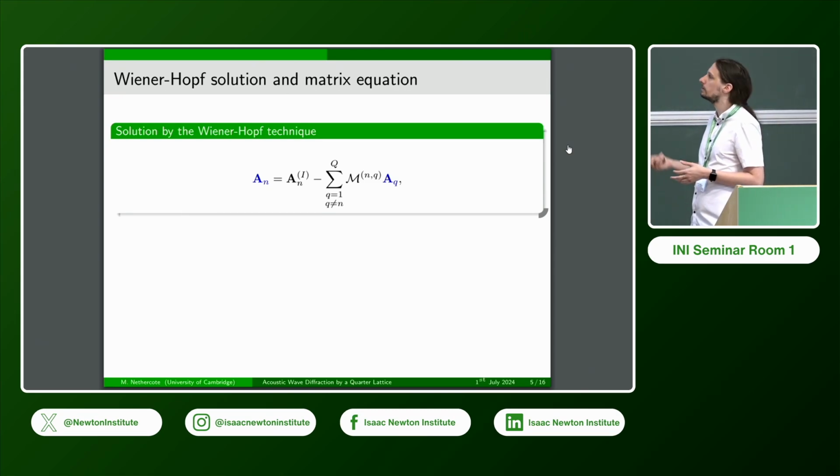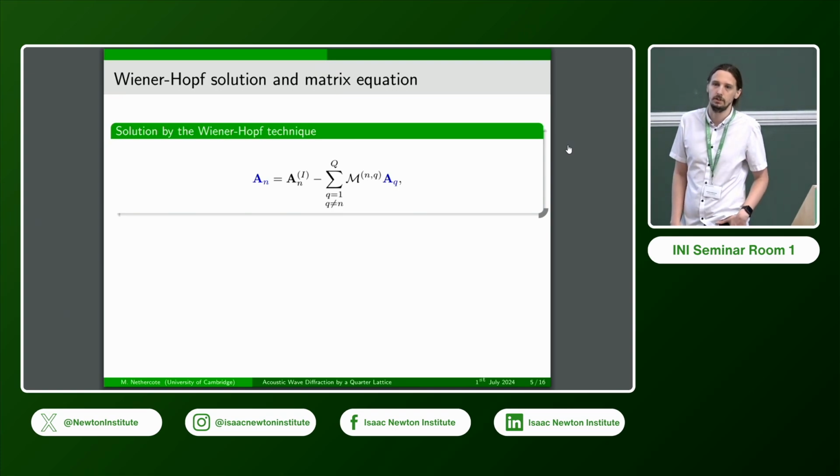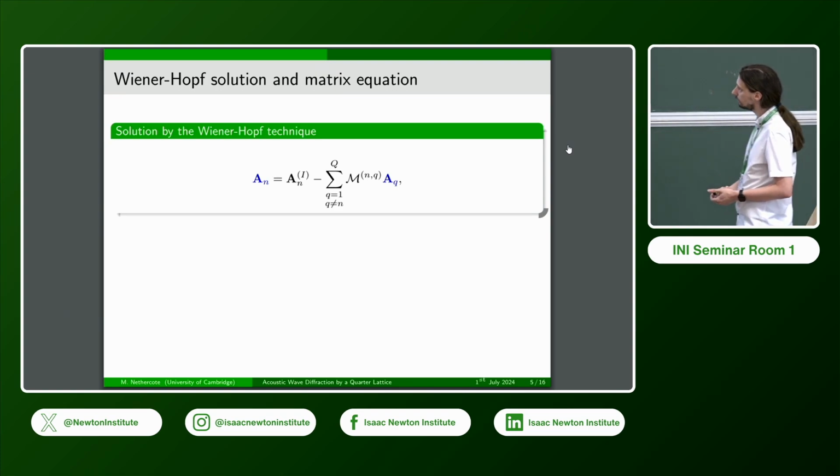In theory, we're supposed to have an infinite number of these equations. This big Q here is supposed to be infinite, and the sizes of all of these vectors and matrices are supposed to be infinite as well. But in reality, we can't compute an infinite number of coefficients, so we need to introduce some sort of truncation.